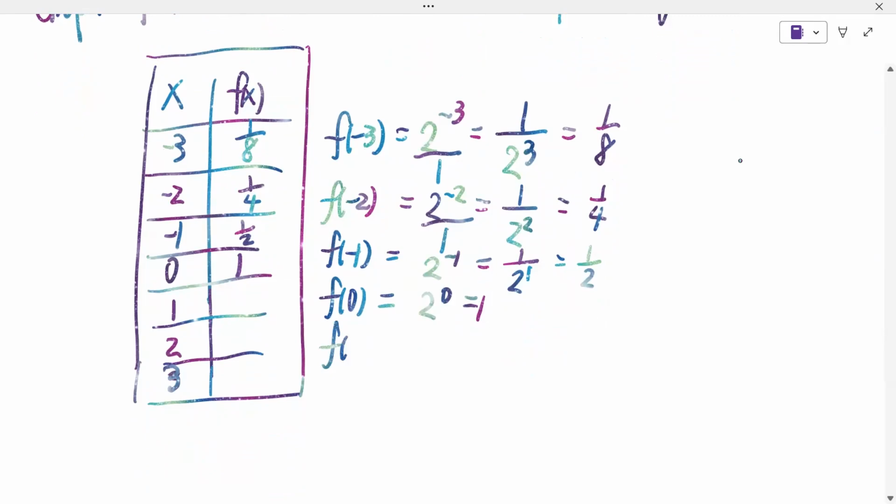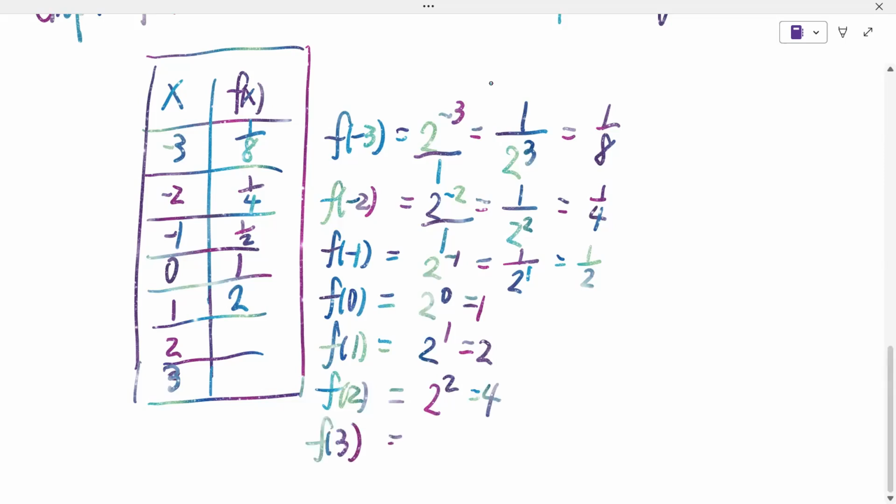And f of 1 will be 2 to the first, so that's going to be 2. F of 2 is 2 to the second, that's 4. F of 3 is 2 to the third, so 2 times 2 times 2, that's going to be 8. So this is 4, that's 8.